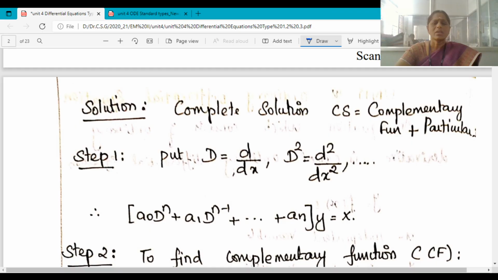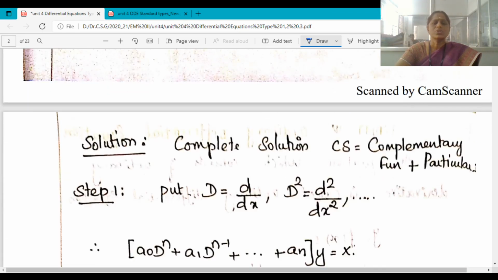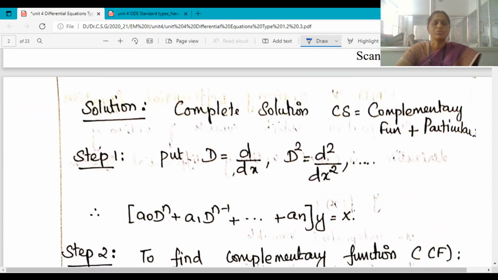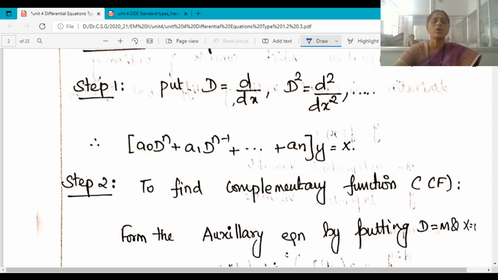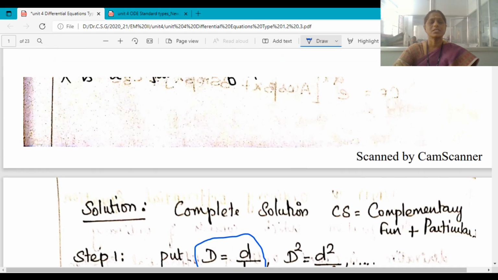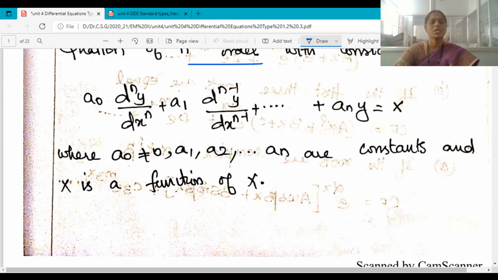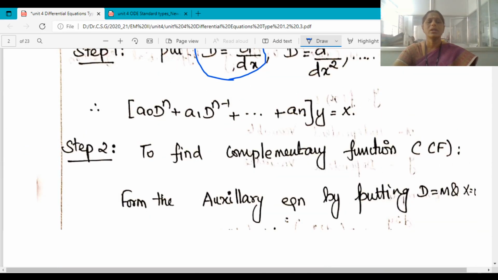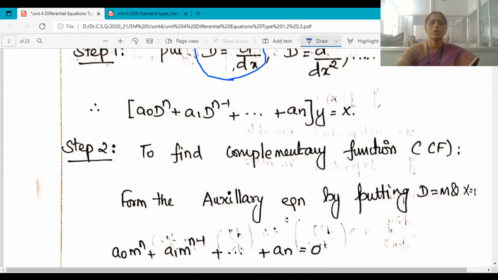So let us go for the solution. The solution of this ordinary differential equation consists of two parts. One is the complementary function and the other one is the particular integral. First, let us see how to find the complementary function. Here you are going to replace d by dx as D and d squared y by dx squared as D squared. So this expression a naught d power n y by dx power n plus a1 d power n minus 1 y by dx power n minus 1 etc. plus a n y equal to X implies (a naught D power n plus a1 D power n minus 1 etc. plus a n) y equal to X.